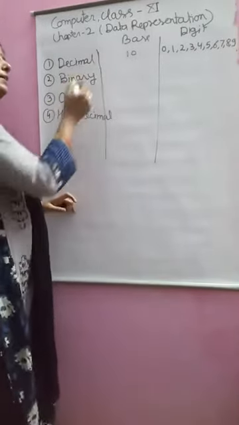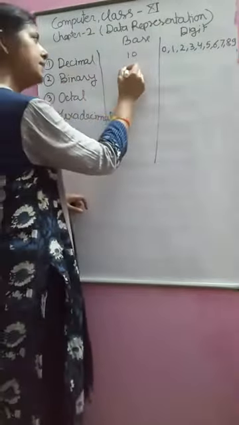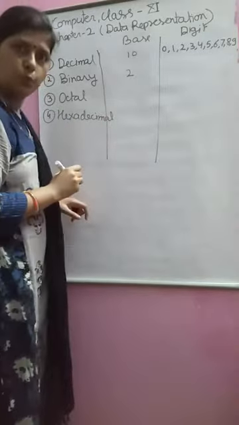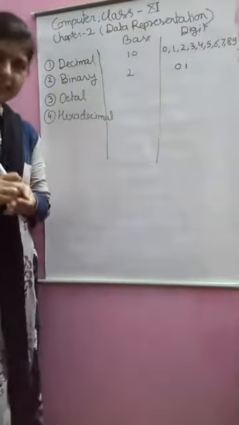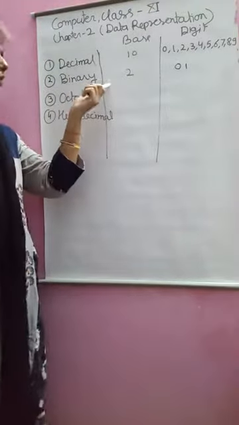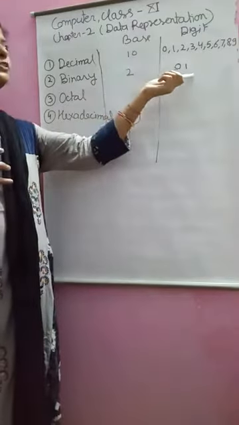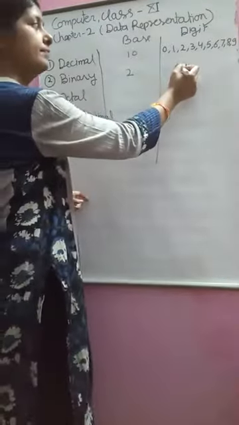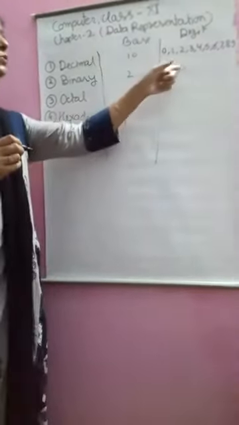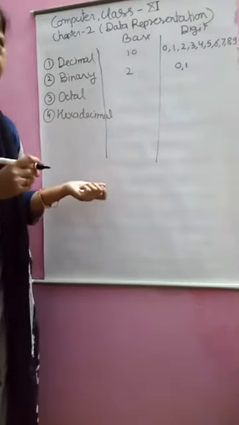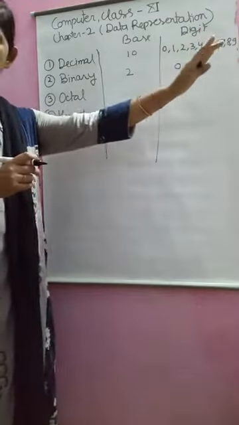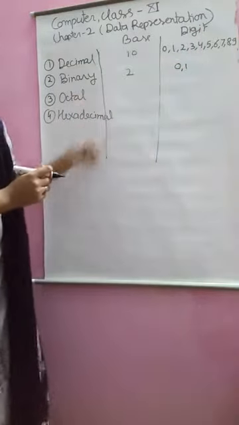Now the binary. The binary number base is 2 and the digits are 0 and 1. Means if you are writing a number in the binary format, then you can use these two digits only. Using these two digits, you can write any number in binary format. Not above 1.